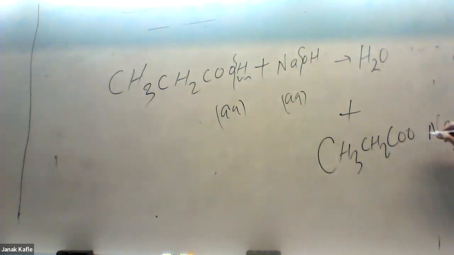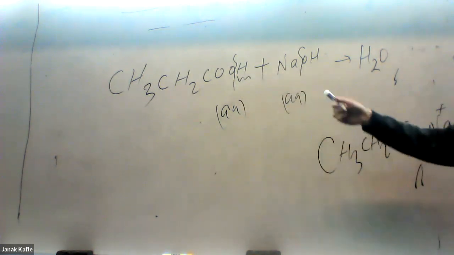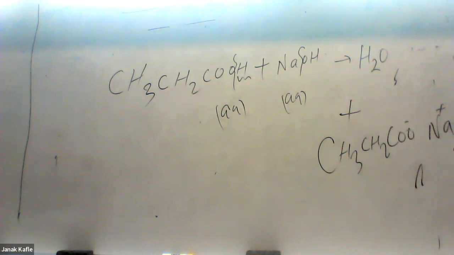So Na, like this. This is minus, this is plus: CS3, CS2, COO, Na. So this is salt, this is water. Now this is also kind of a neutralization reaction. Have you got that? Because we are reacting a weak acid with a very strong base, and we got this compound. You got it? So that's how we write.